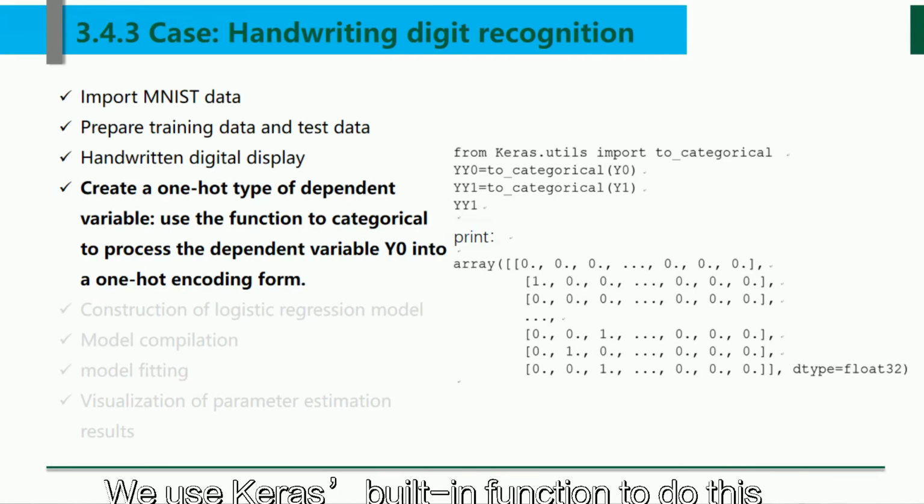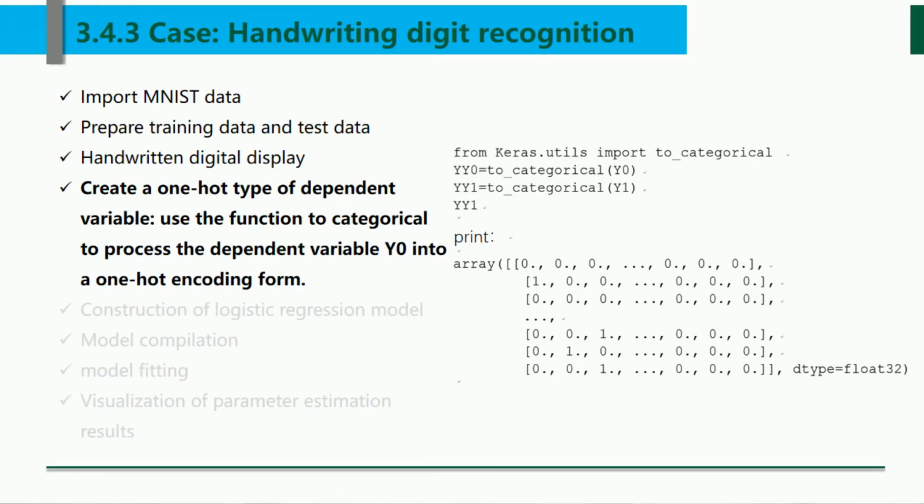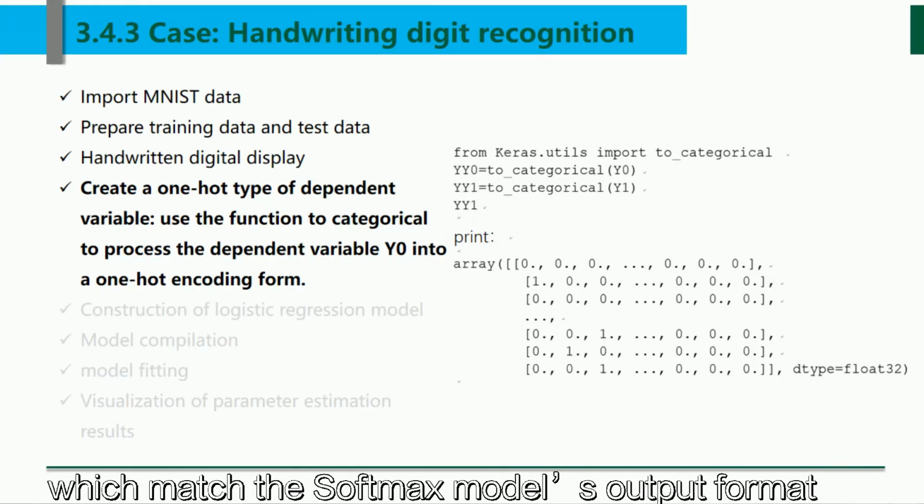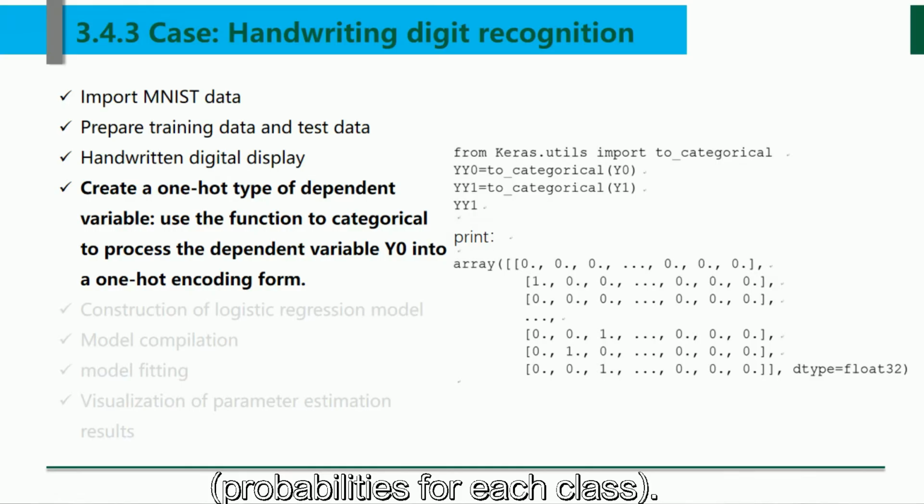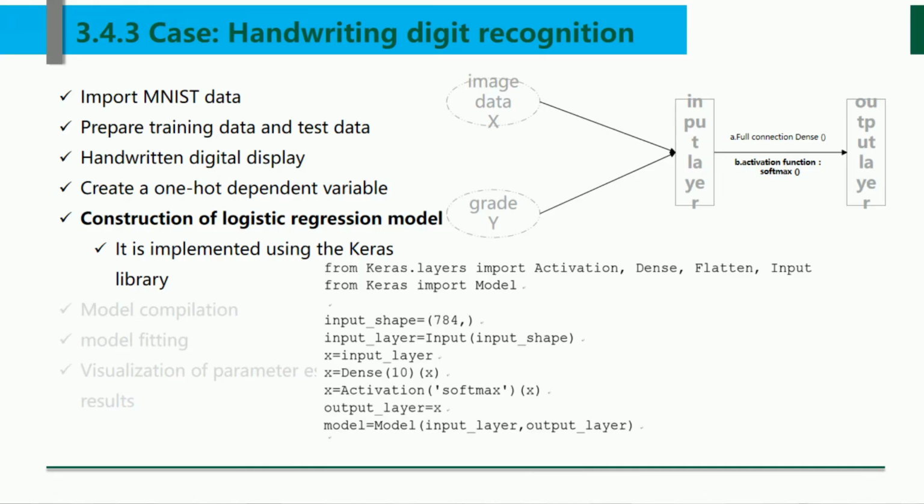We use Keras's built-in function to do this. The slide shows a sample of YY1. You can see those 1s and 0s, which match the softmax model's output format, probabilities for each class. Now let us build the model using Keras. It's simple and straightforward. Input layer.